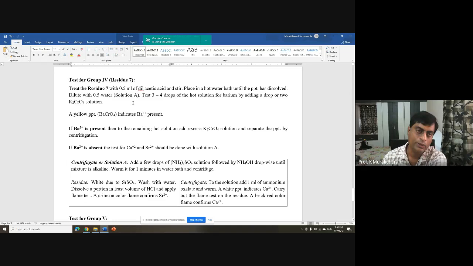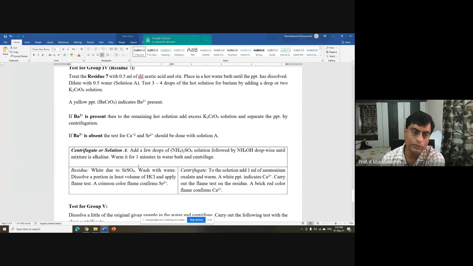So this is solution A, the first solution you are preparing. In that first solution, you are adding acetic acid. So from residue 7, from that solution, you are testing for barium by adding chromate, and if barium is present, you precipitate it out completely. That confirms the barium, right? If barium is absent, it is for calcium or strontium, right?